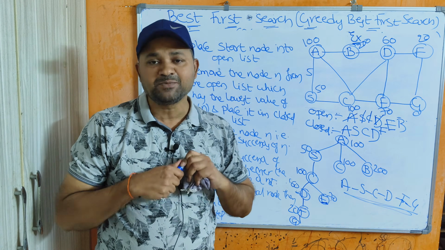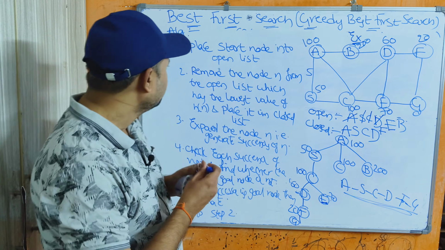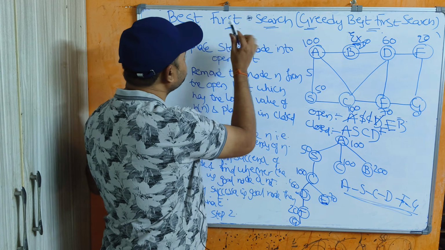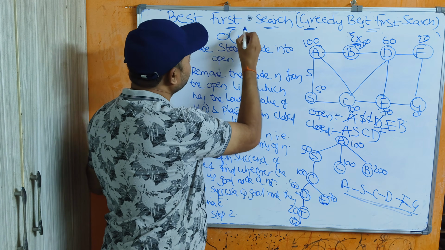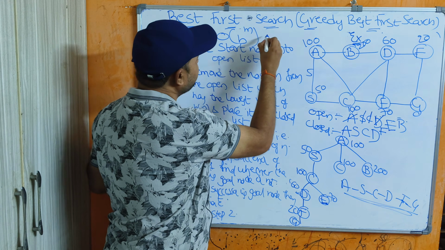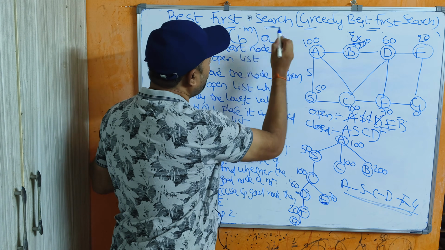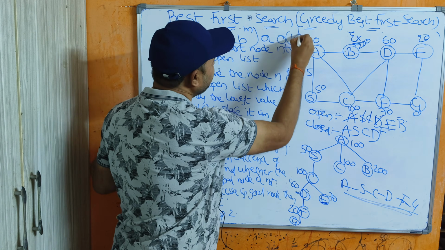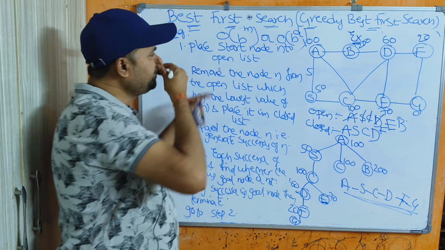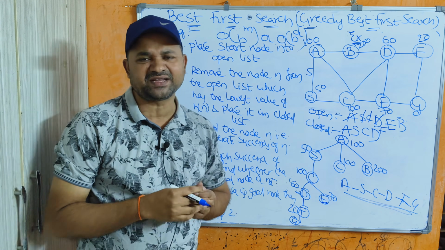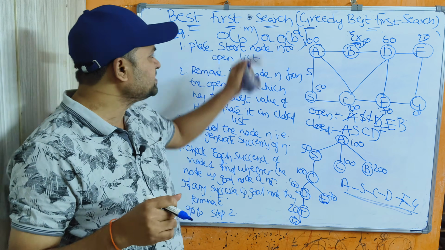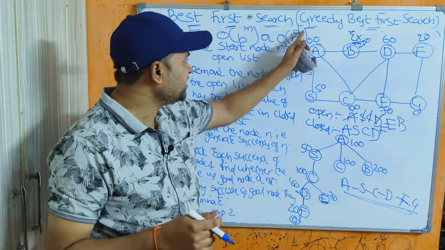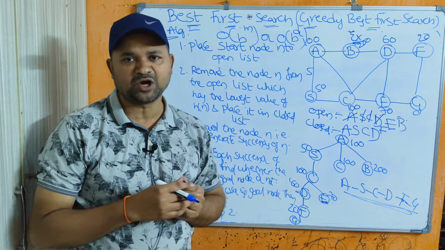Now let us see the time complexity of best first search. Here the time complexity is big O of b power m, or we can write it as big O of b power d. Here b is the branching factor, that is, how many children a node contains. m is the maximum depth, or we can call it d, meaning depth.